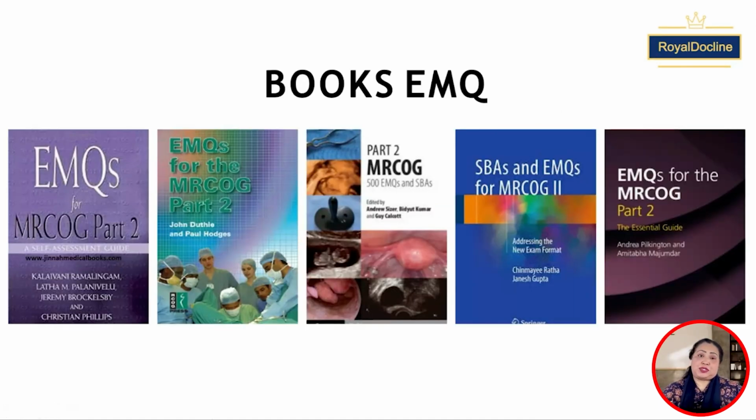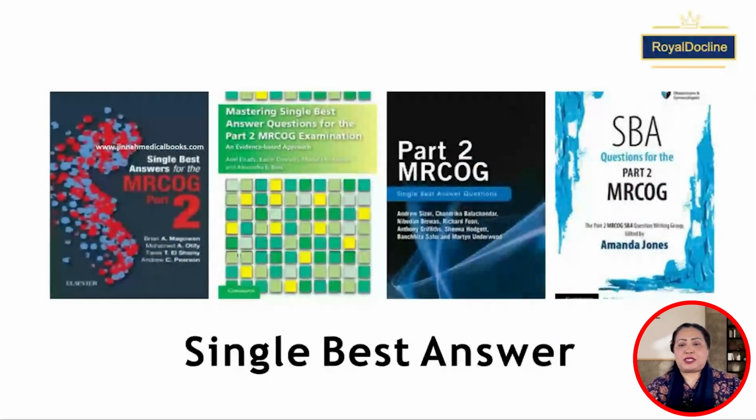Now, the next question which the people are asking me, what are the books? I told you the syllabus which you have to do. And then comes the books for the EMQs as well as the books for the SBAs. These are the important EMQ books. You can see that I have put their pictures, and now we will also see their names as well. So these are the important single best answers, out of which the Amanda Jones is by the RCOG itself. This is a must read.